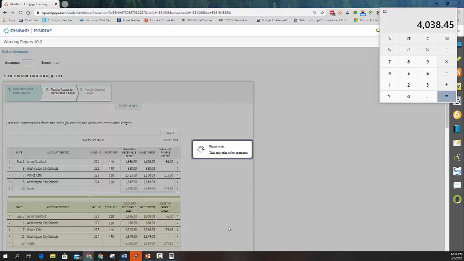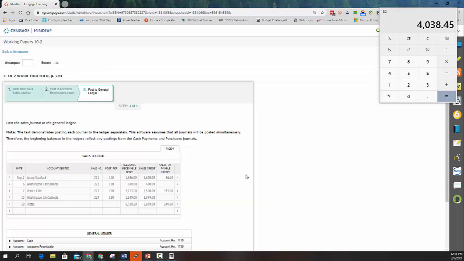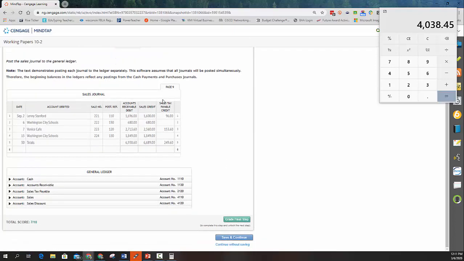Yay, I did well. The last step we have to do, first we total the journal, then we post individually. Now we're going to post the totals. So I'm always going to post my totals from left to right. The first thing I'm going to post is going to be my accounts receivable debit.